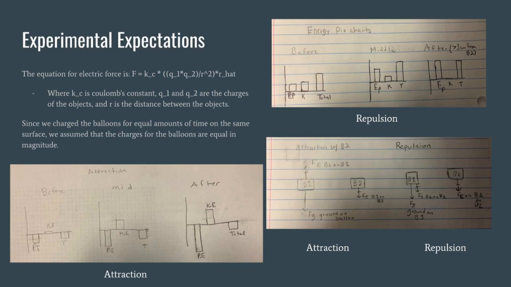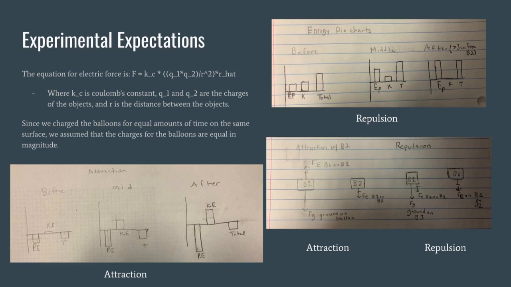So here we have the energy pie charts. We have two situations of repulsion and attraction. When the balloons are repelling each other, the electric potential is positive and becomes more positive, and the kinetic energy decreases as both balloons get closer. And for attraction, the potential energy becomes more and more negative as both balloons come closer, and kinetic energy also increases.